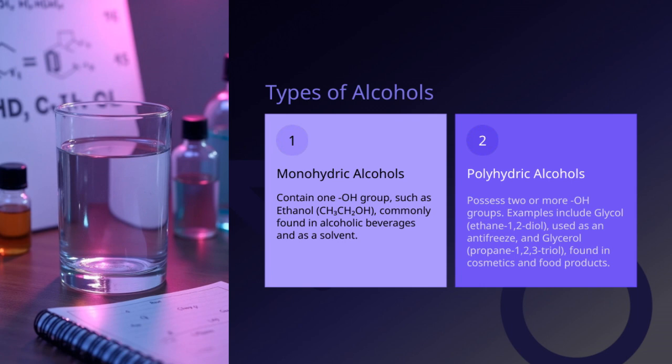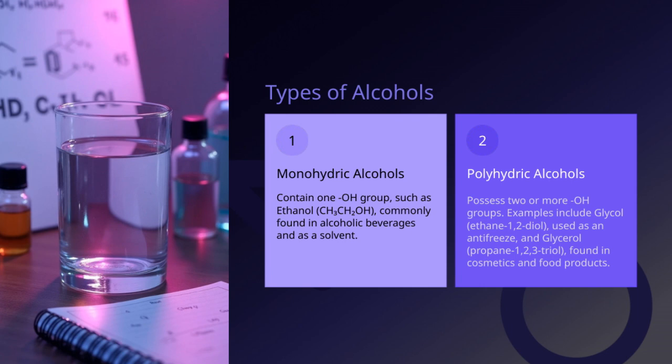Ethanol, with its chemical formula CH3CH2OH, is a prime example. Ethanol is widely known because it's the type of alcohol we find in alcoholic beverages, but it's also used as a solvent in many industrial applications.